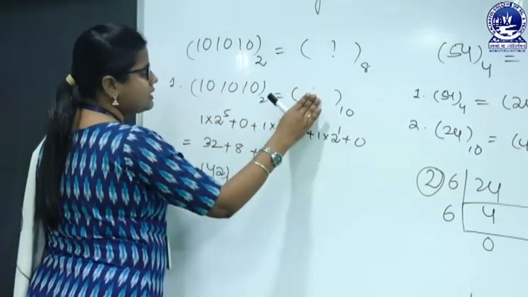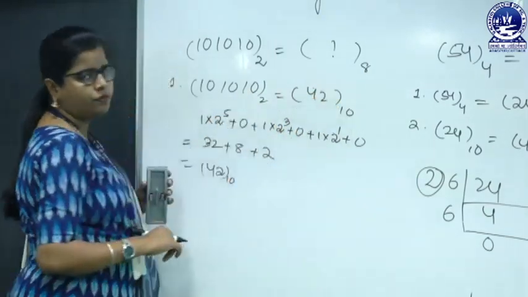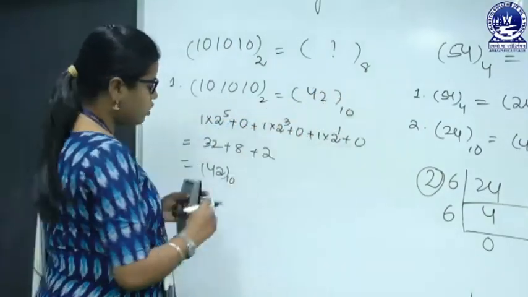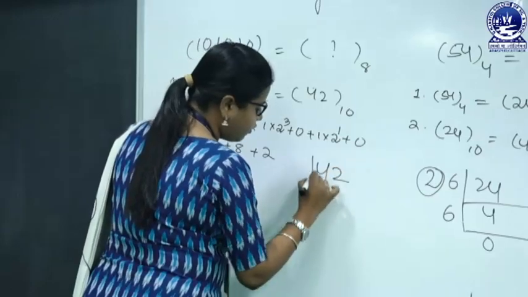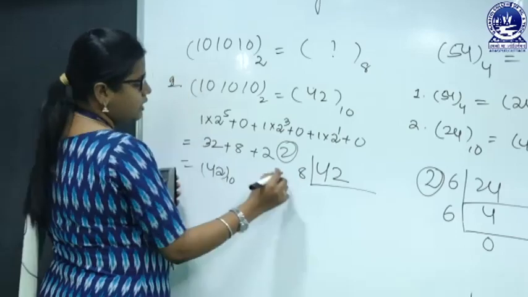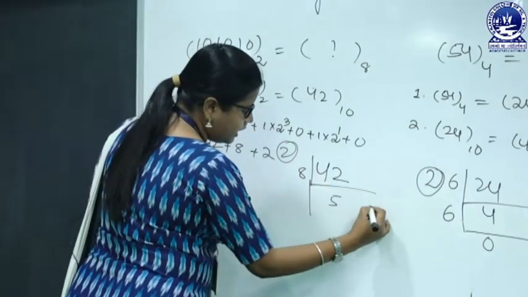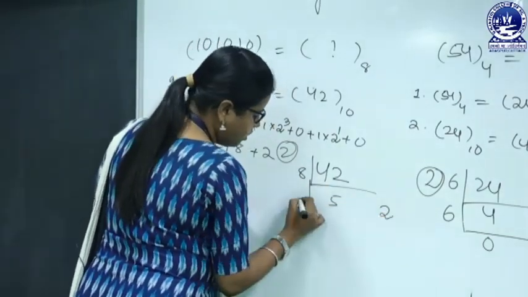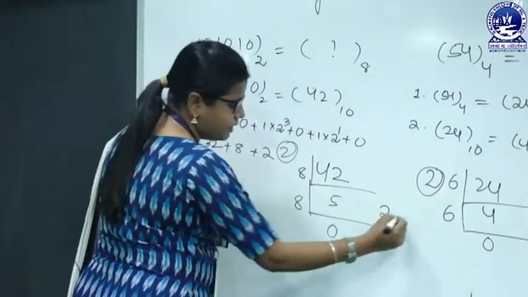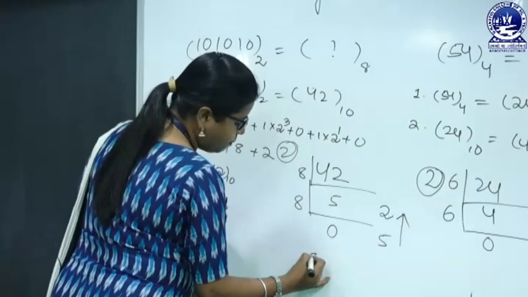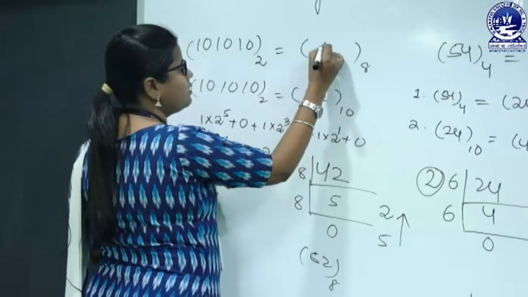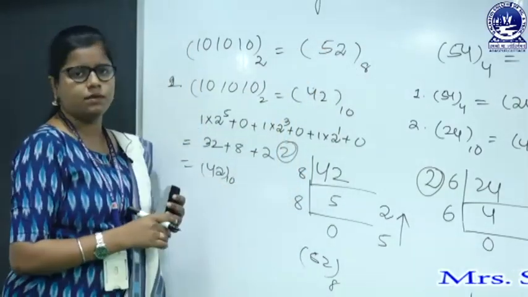So we got the decimal as 42 and we need to convert 42 into base 8. For that we will divide 42 by 8. Here is step 1 and here is step 2. 8 5s are 40, the remainder will be 2. Again 8 zeros are 0 and the remainder will be 5. So the answer is 52 base 8.